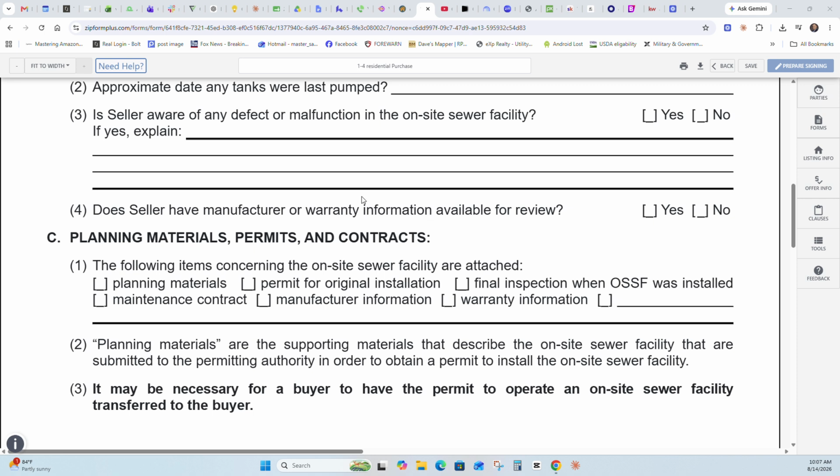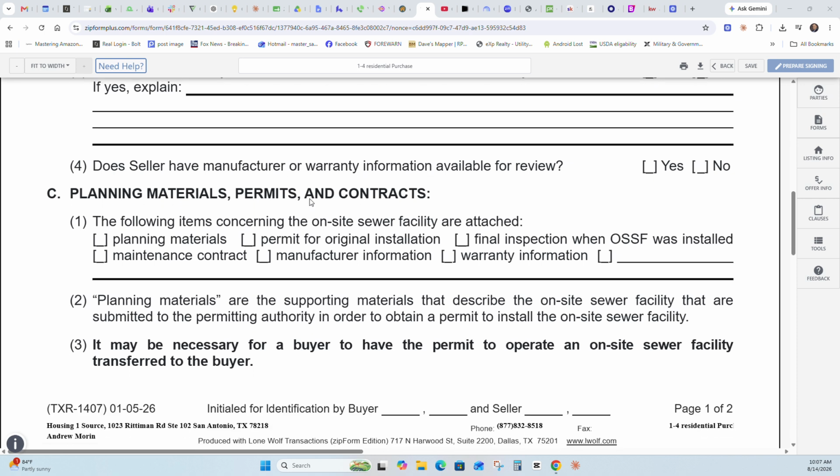If not, you might not. And do you have copies, like we mentioned, of anything, the planning material, the permits, the contracts, anything that you have that goes along with that septic tank and those materials? You have a copy of that. If you are, you should put those on additional information, make sure those are all attached.